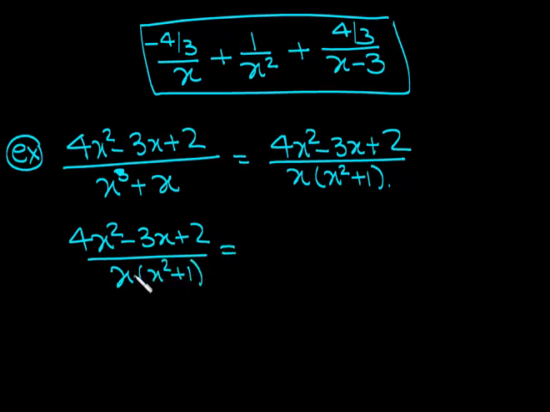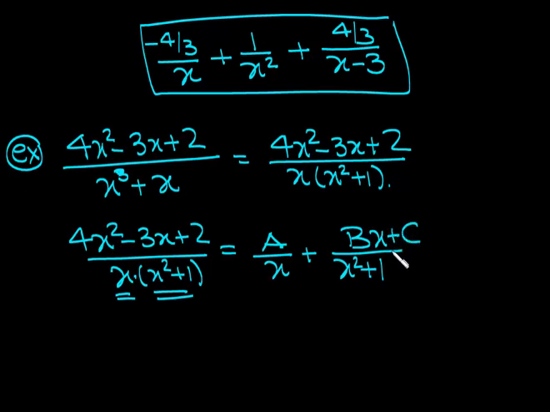Now, these two factors are different, so we would write it as a over x plus b over x squared plus 1. None of them are repeating, but this fraction is quadratic. You can see it's degree 2, so on the top we should have degree 1, so this should be bx plus c. I hope you realize that. Okay, so that's what we did.